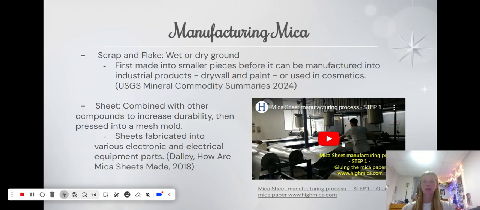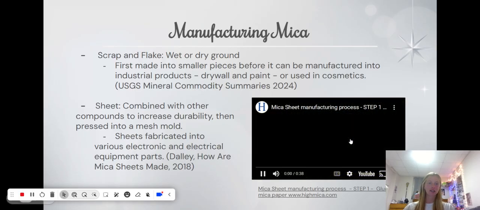For sheet mica, it's first combined with other compounds to increase its durability, then the resulting mixture is pressed into a mold to create a sheet. Once the sheet has been crafted, it's then fabricated into various electronic or electrical parts. Here, I've embedded a short clip.